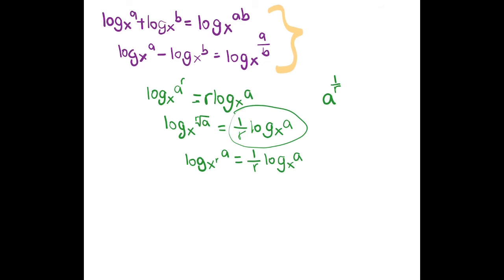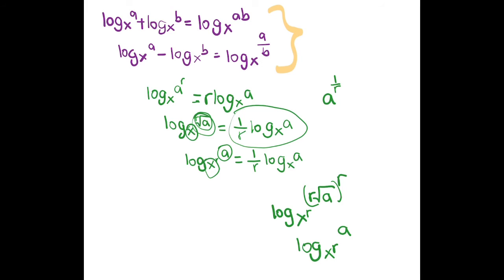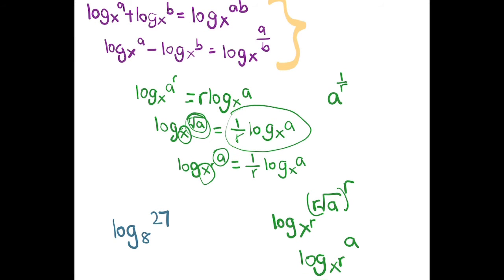So in logarithms, what we do to the base also applies up here. Say we want to take this to the power of r. Then we would also have to take x to the power of r. So log base x to the power of r of a would also equal 1 over r times log base x of a. So in conclusion, what we do to the top, we also have to do to the bottom, and it's going to be equal.